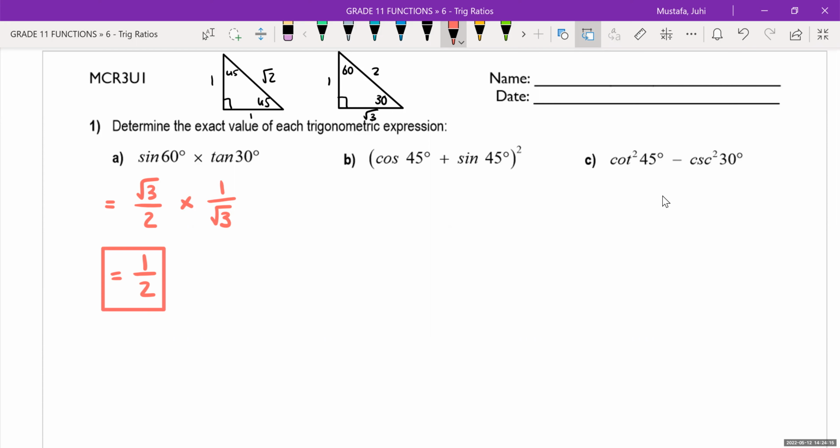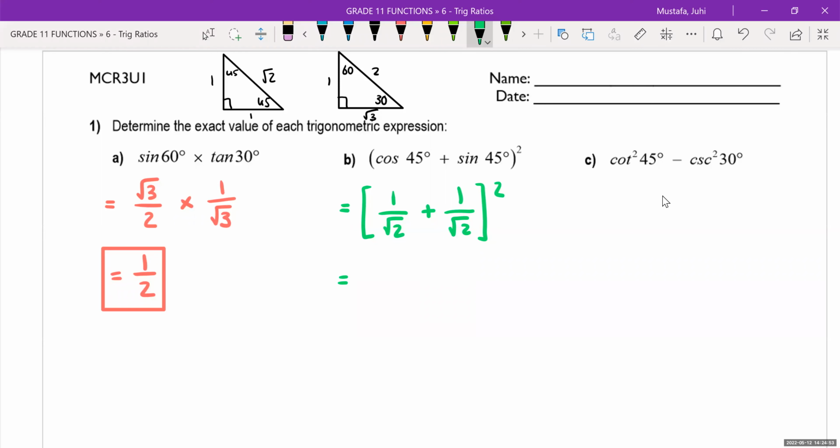Was that an okay example? Okay, let's keep going. The next one, we have BEDMAS. So we're going to do what's inside the bracket before we do exponents. Cos 45, so you're going to go over to the 45 example triangle. Cos is adjacent over hypotenuse, so it's going to be 1 over root 2 plus sine 45, which is opposite over hypotenuse. So just locate it in your triangle. It's going to be 1 over root 2, all squared.